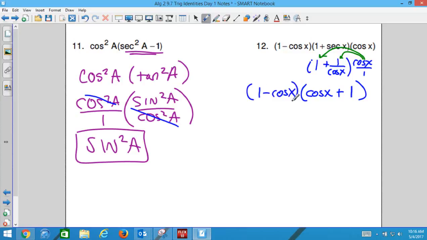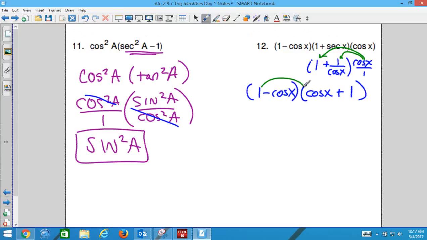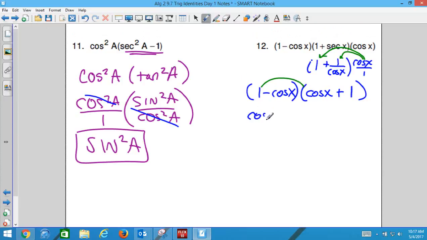And I'm going to bring down my 1 minus cosine x from the beginning. It's like a difference of squares. Now you can just reorder that and write it like this, but I'll FOIL it just in case nobody saw that. So we'll FOIL now. First is cosine x. My outer is plus 1, my inner is minus cosine squared x, and my last is minus cosine x.